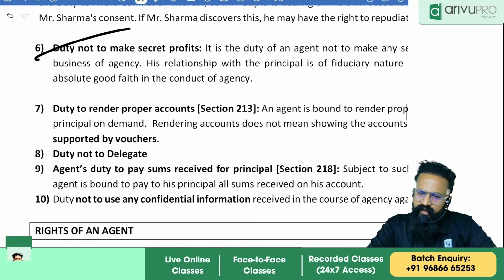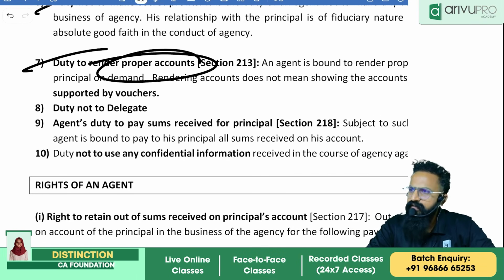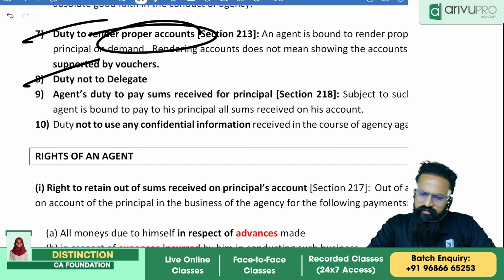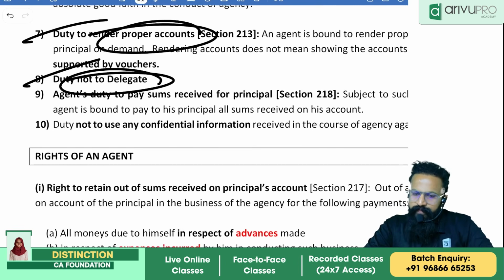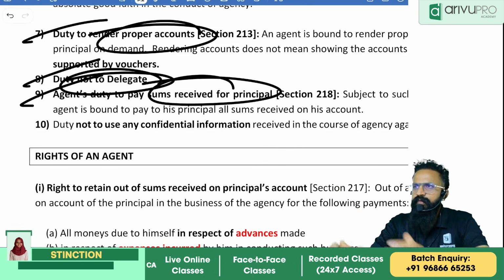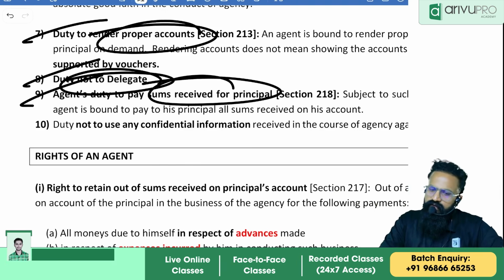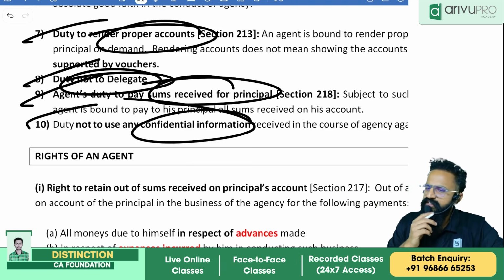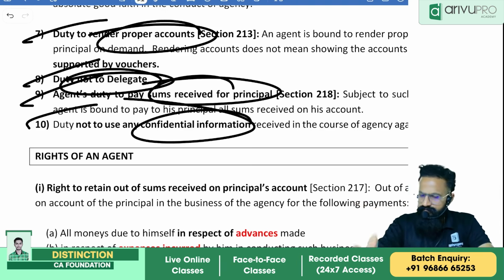Next one. Duty not to make secret profits. Duty to render proper accounts. You have to give proper accounts. Duty not to delegate. Agent's duty to pay over receipts to the principal. Whatever I have received for you, I have to give it to you. Duty not to use any confidential information against you.